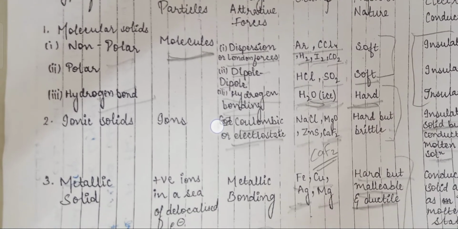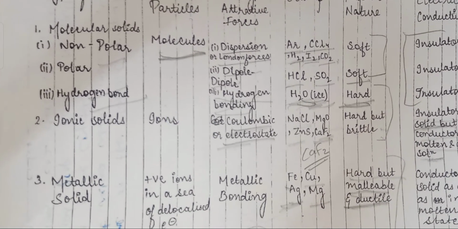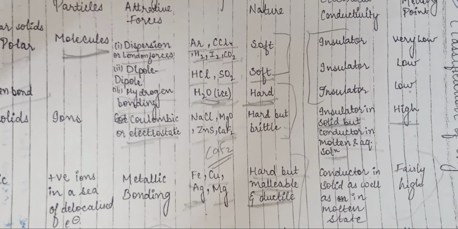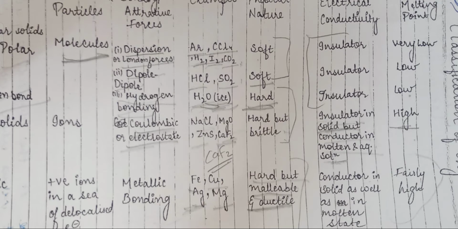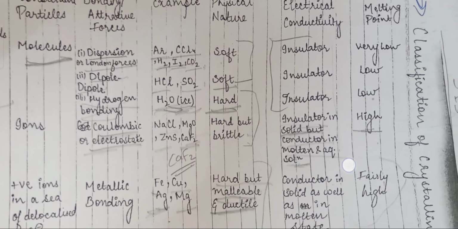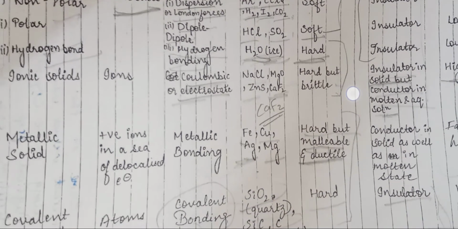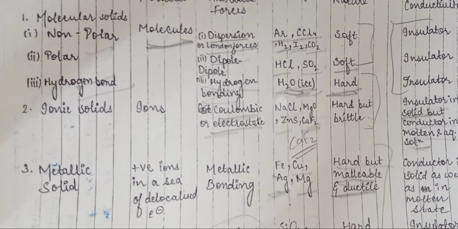Next we have ionic solids. Under ionic solids, the constituent particles are ions, and the attractive forces are coulombic or electrostatic forces. Their nature is hard, but they are brittle. They are insulators in the solid state, but conductors in the molten or aqueous state. Melting point is high. You can see an example here.